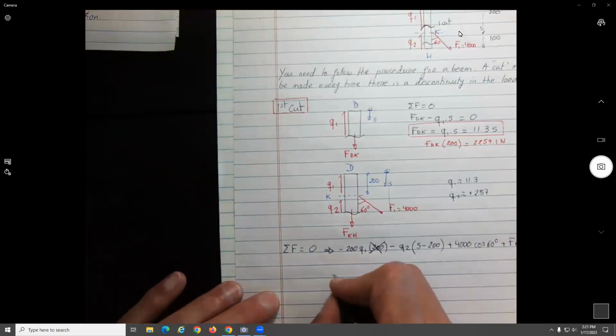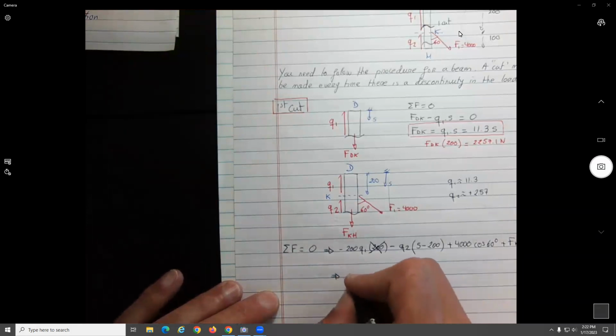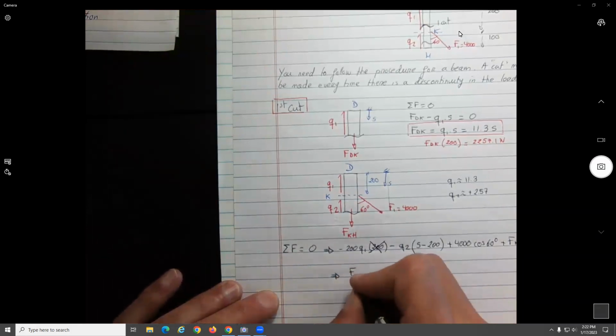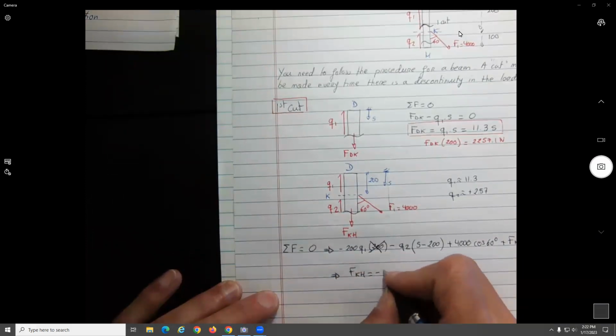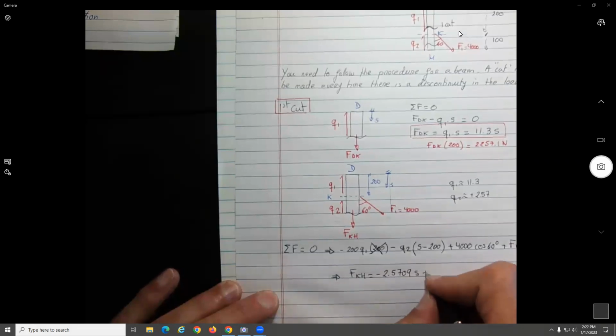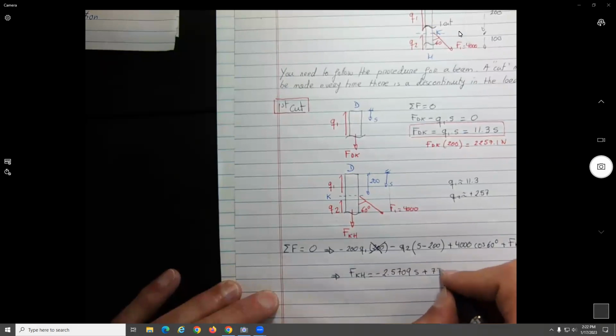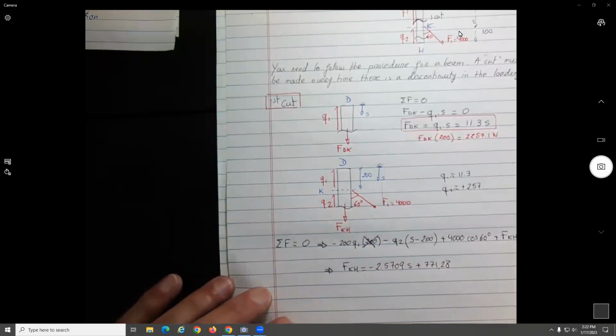So we do this calculation here. This is going to give us that FAH will be equal to negative 2.5709 S plus 771.28.